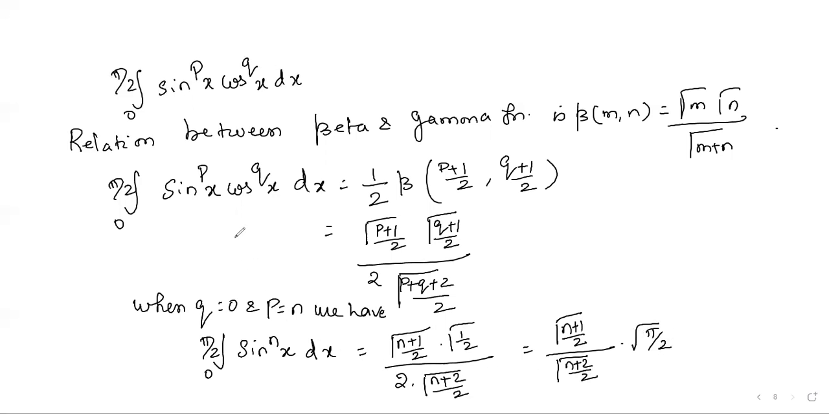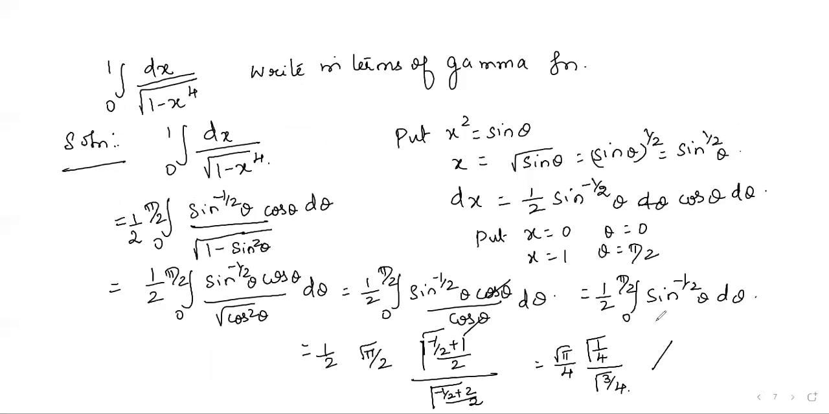In the same way, if you interchange p is equal to 0 and q is equal to n, you will be getting integral 0 to pi by 2 cos power nx dx is gamma of n plus 1 by 2 divided by gamma of n plus 2 by 2 into root of pi by 2. So therefore, making use of this, we can evaluate the previous integral, because in the previous case, instead of n, here we are having minus half. Therefore, I have made use of that formula for evaluating this.